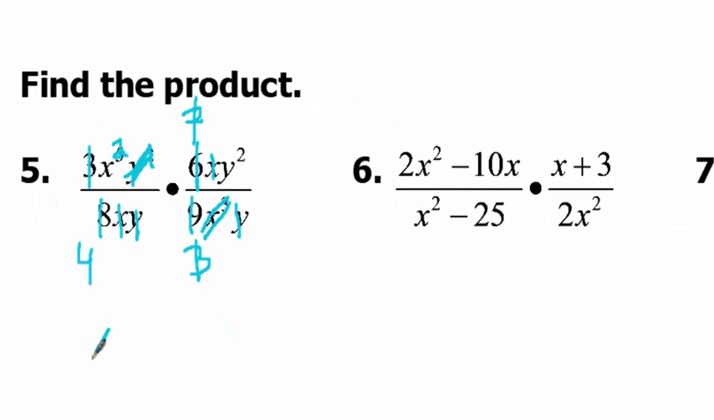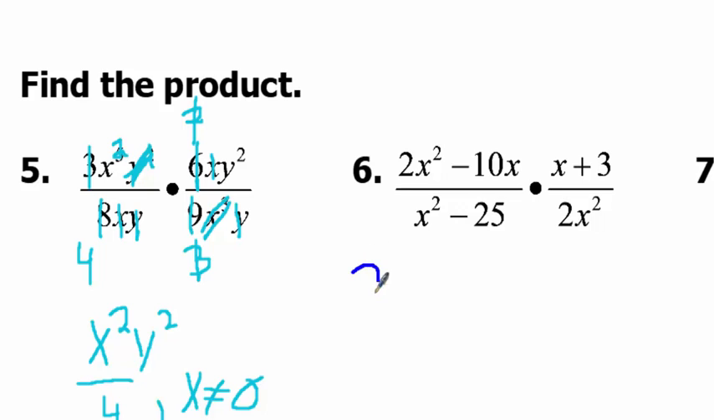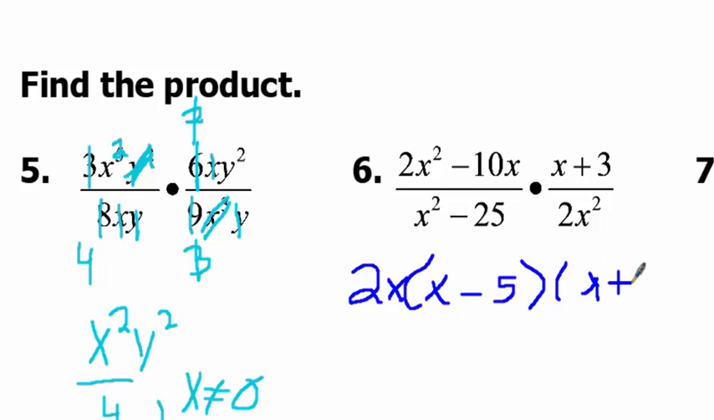So across the top I have x squared, y squared. In the denominator, the only thing I have left is 4, but the 2 variables that were in the denominator are not allowed to equal 0, or the problem would cause problems. I need to factor everything I can, and that can include factoring a common factor out. So I have x minus 5. My next term should be in parentheses.